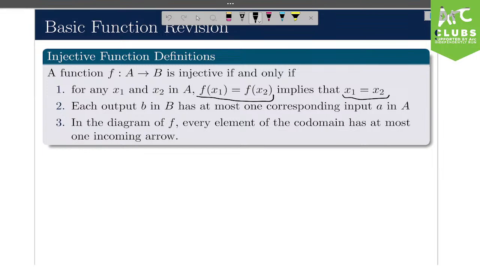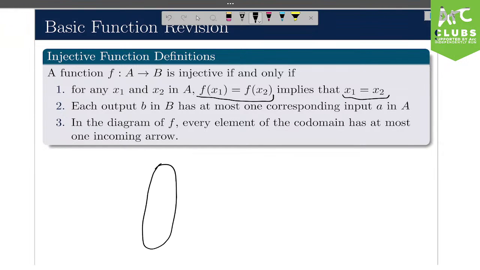Another definition is that for each output B in B, each output in B has at most one corresponding input in A, right? So it means that you can't have two distinct elements mapping to the same element in the output set, in the codomain.